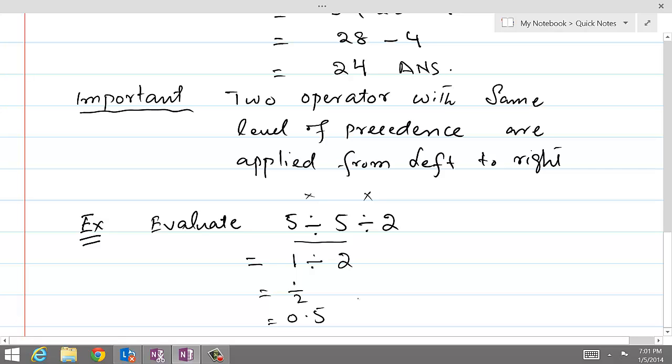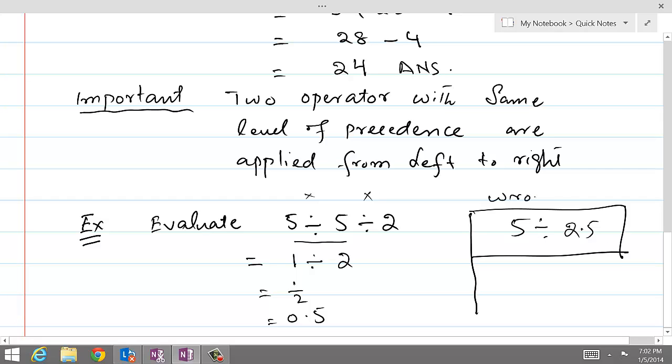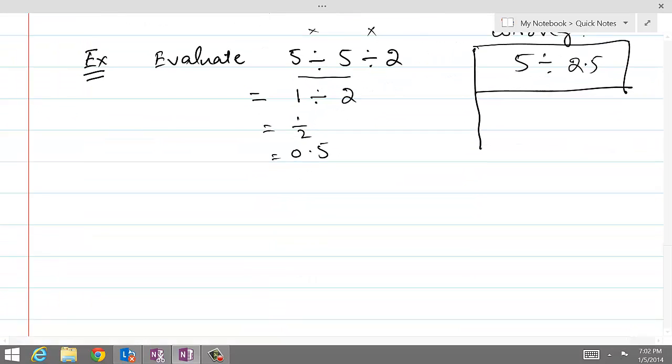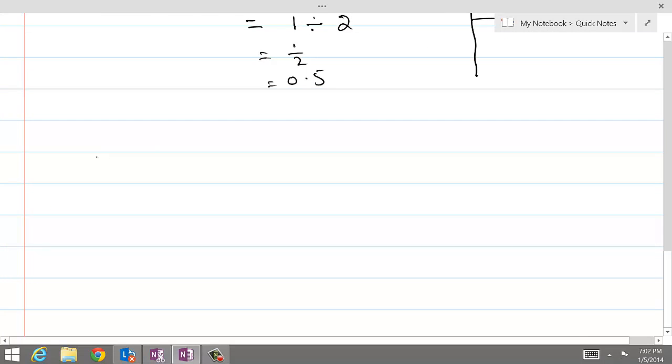If you wouldn't apply this in the required order, and you were to calculate this other one first, you will have a different result. If you were to do this otherwise, then that would be 2.5, so this is wrong. That's how you evaluate the expressions. Let's do a couple more questions in order to make this concept more clear. Example.